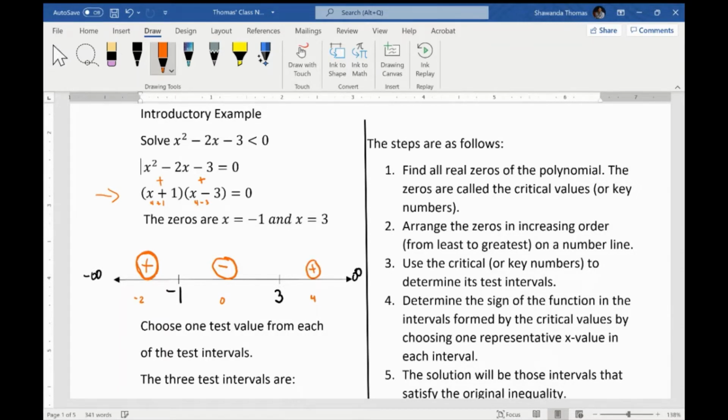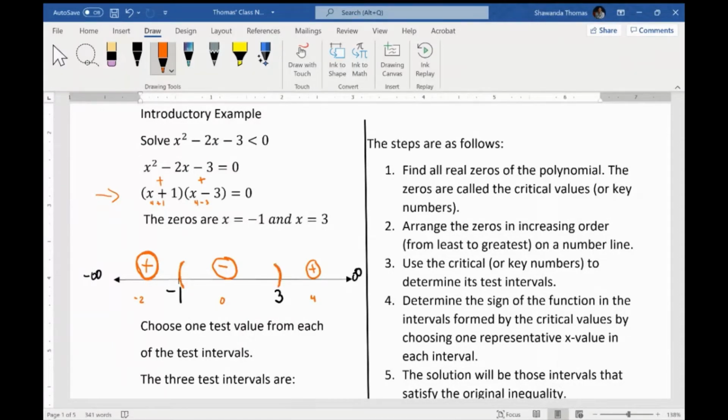Now we're going to go back to what the problem asked us. We want to know when x squared minus 2x minus 3 is less than 0. So are we looking for positive or negative, because it said less than 0? What type of numbers are those? Negative numbers. So our answer is between -1 and 3.